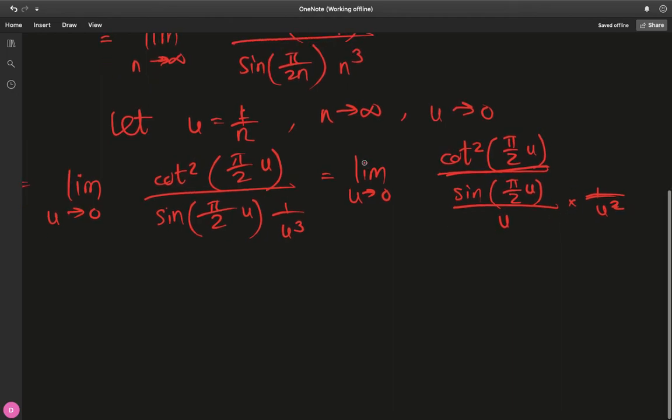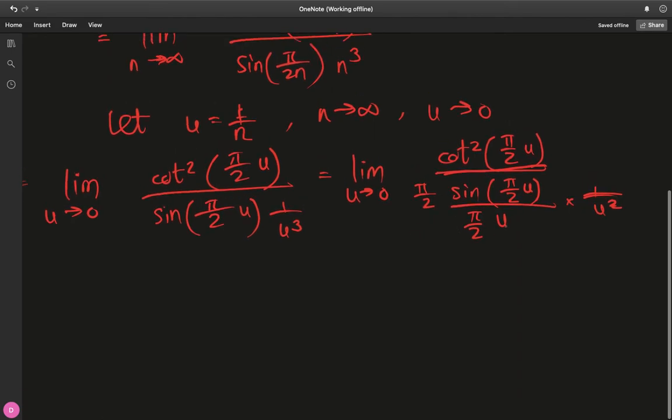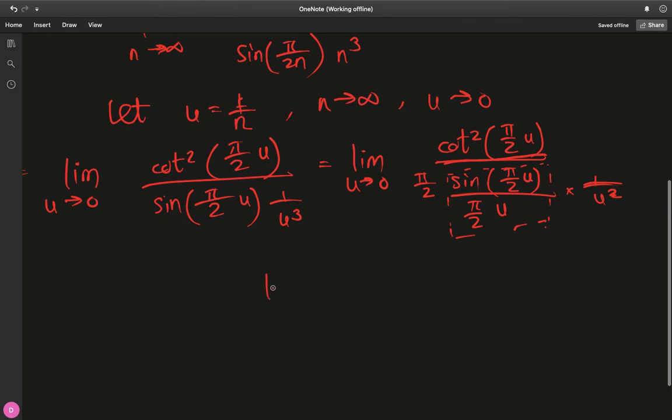And now what I'm going to do is multiply and divide by pi over 2 in this denominator. That's because notice this part that I'm boxing, this looks familiar, right? Remember this limit as h goes to 0 of sine of h over h becomes 1. That's the same thing going on over there.